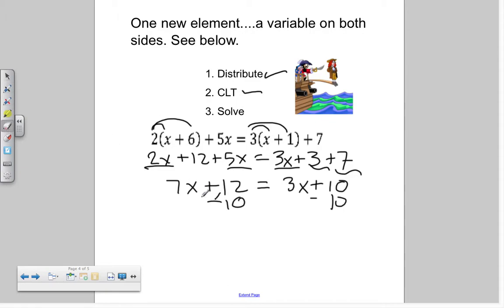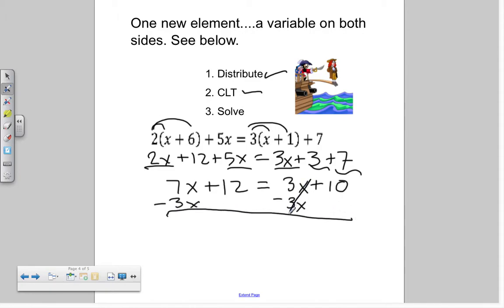So which one is the right one to do? Well, they're all correct. They all will get you to the correct answer. But if you want to strategize, you probably want to avoid getting a negative because negatives are more difficult to deal with. So I personally would either subtract 3x from both sides or subtract 10 from both sides. So I'm going to choose to subtract 3x from both sides.